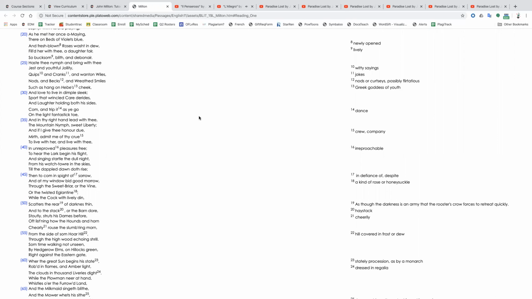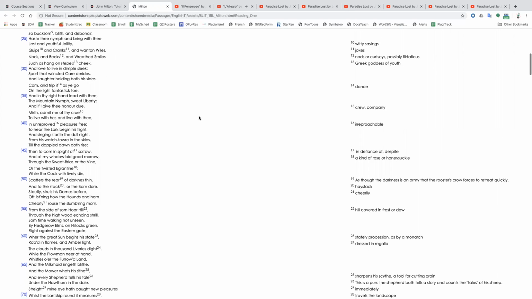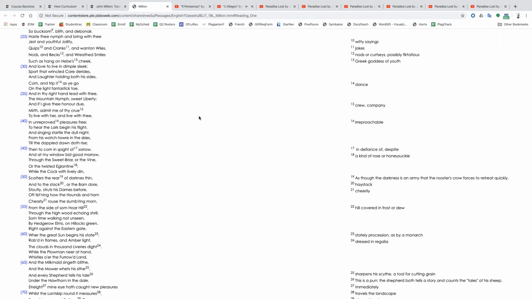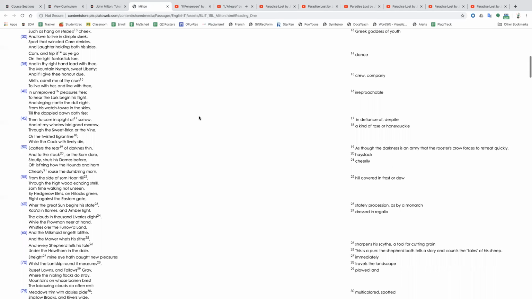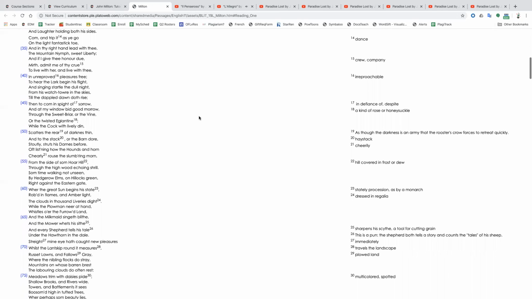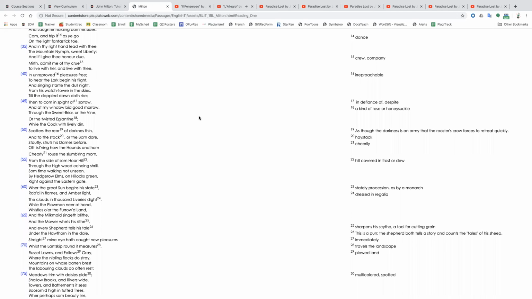Haste thee, nymph, and bring with thee jest and youthful jollity, quips and cranks and wanton wiles, nods and becks and wreathed smiles, such as hang on Hebe's cheek, and love to live in dimple sleek, sport that wrinkled care derides, and laughter holding both his sides. Come and trip it as ye go, on the light fantastic toe, and in thy right hand lead with thee the mountain nymph, sweet Liberty.